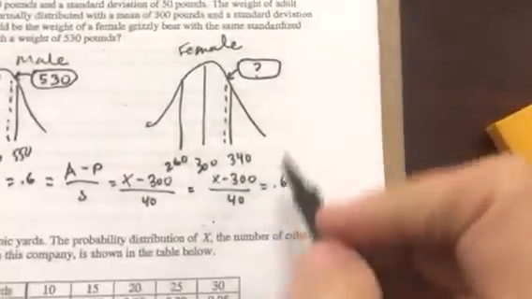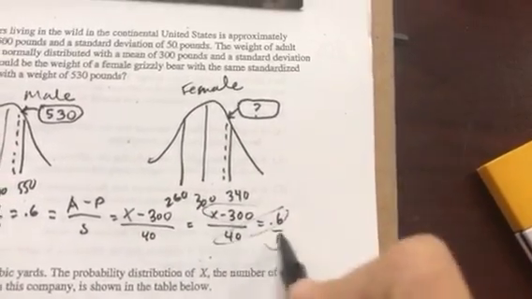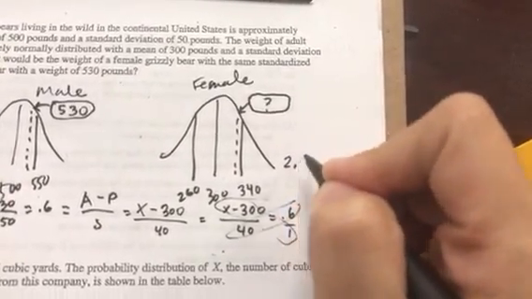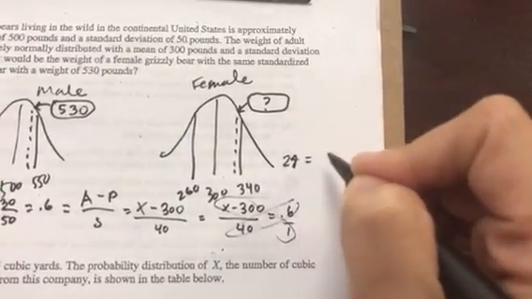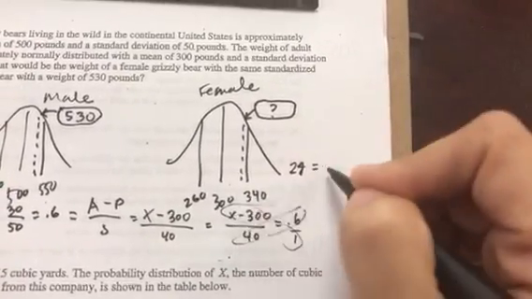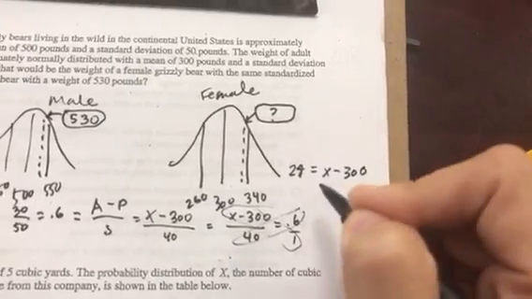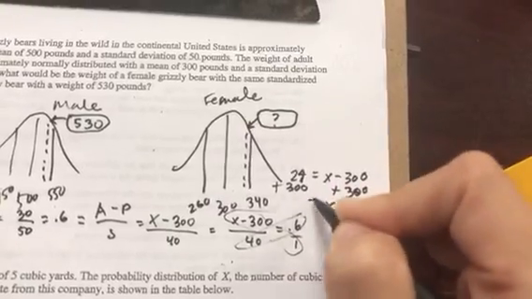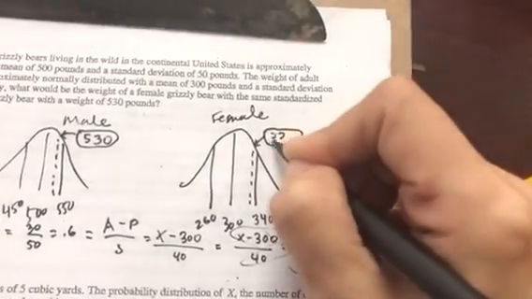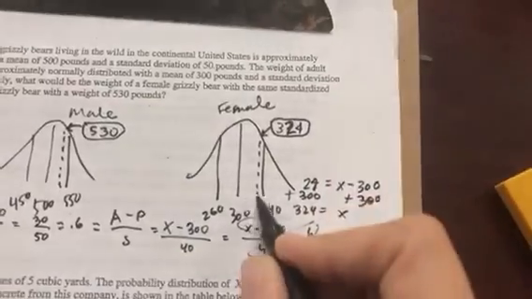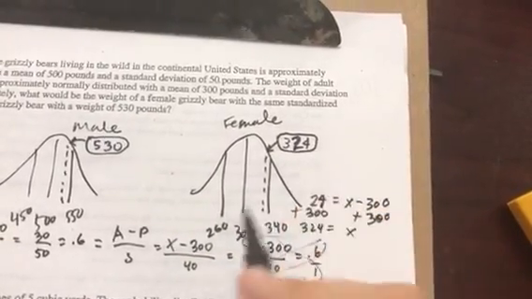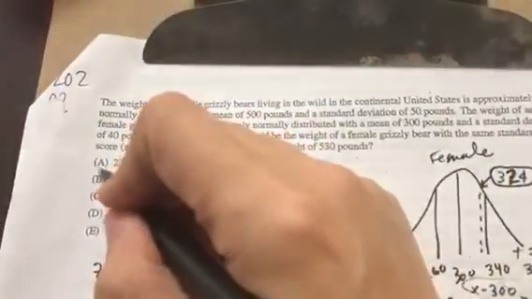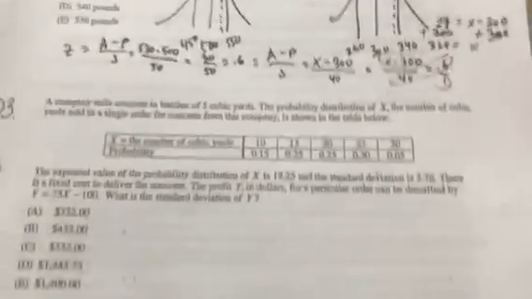So really this is just an algebra question. I'm going to cross multiply to solve here. So 40 times 0.6 would be 24. And then 1 times x minus 300 is still just x minus 300. Adding 300 on both sides, we get x as 324. Now we plug this back in. Let's see if that makes sense. So would a female around 324 pounds be at about that position? It looks like, yep, that's true. So looking for 324, I find my answer. Next question.